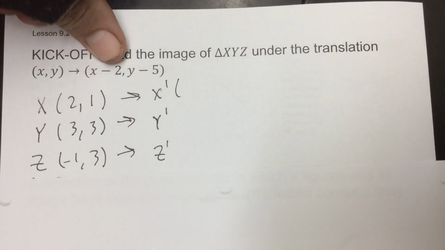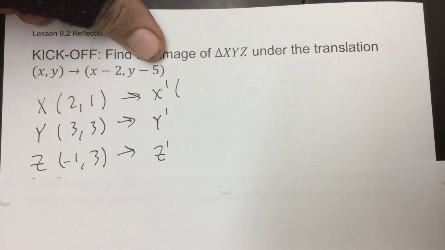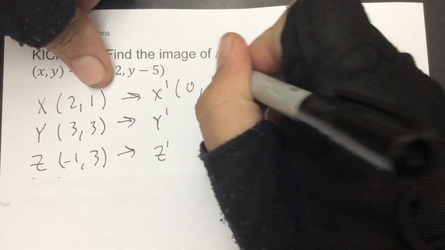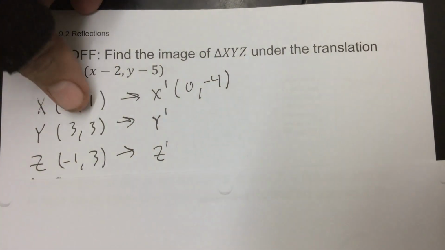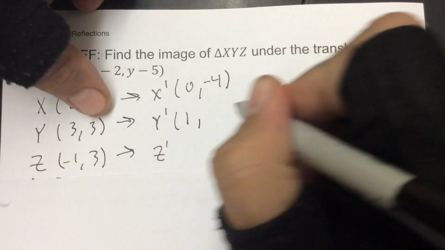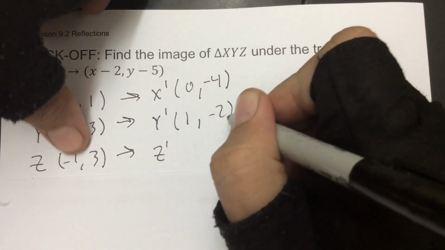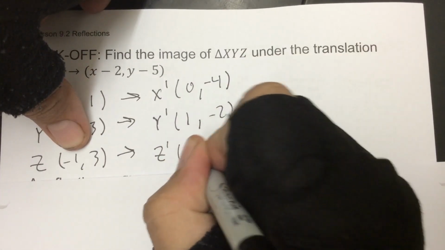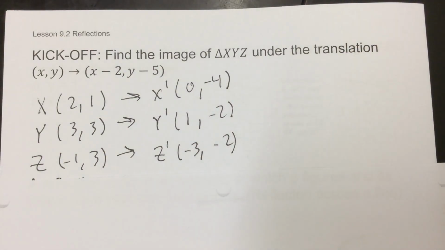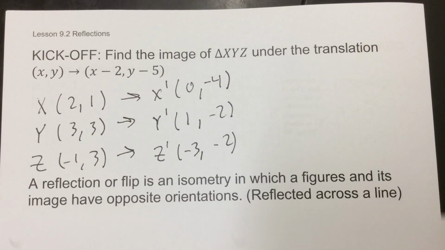So we're going to subtract 2 from the x, subtract 5 from the y, so I think we're going left 2, down 5. So if we minus 2, 2 would be at 0, and 1 minus 5 would be at -4. 3 minus 2 would be at 1, and 3 minus 5 would be at -2. And -1 would take us to -3, and 3 minus 5 would be at -2. So that's where we're mapping them to. That's where we're transforming this by sliding, for this translation of (x minus 2, y minus 5).